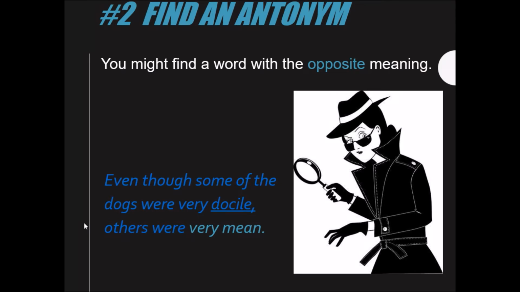So I'm going to use our strategy of antonyms in this text. And this text says, even though some of the dogs were very docile, others were very mean. Well, I'm not 100% sure what the word docile means, but the author said that some were very mean. Well, if this strategy is for antonyms, and it says, even though some of the dogs were very docile, others are very mean, I would assume that docile means maybe something's not mean. It could even possibly mean that they're friendly.